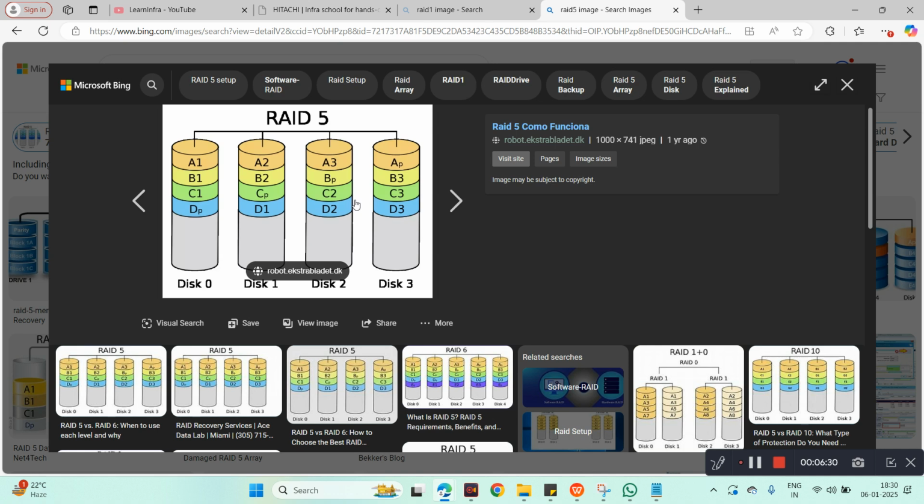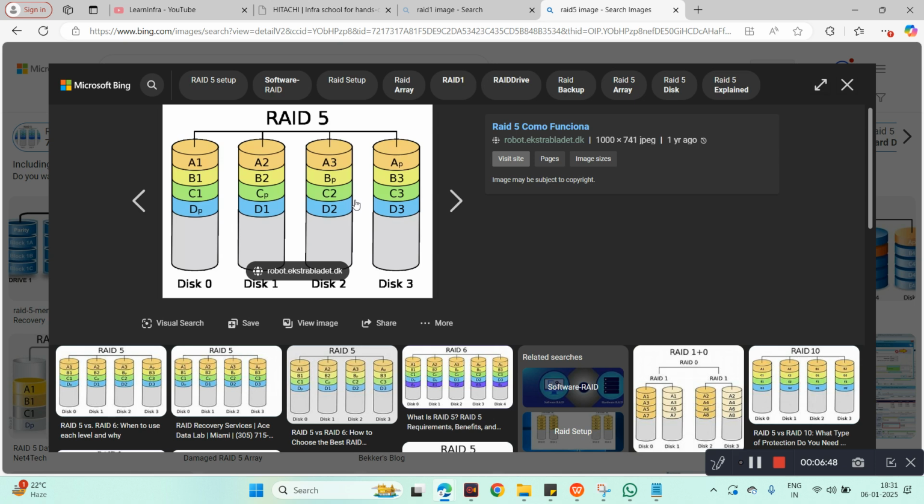So here what you can see, RAID 5's write penalty will be better because the distributed parity is laid out across all the disks in that particular RAID group.